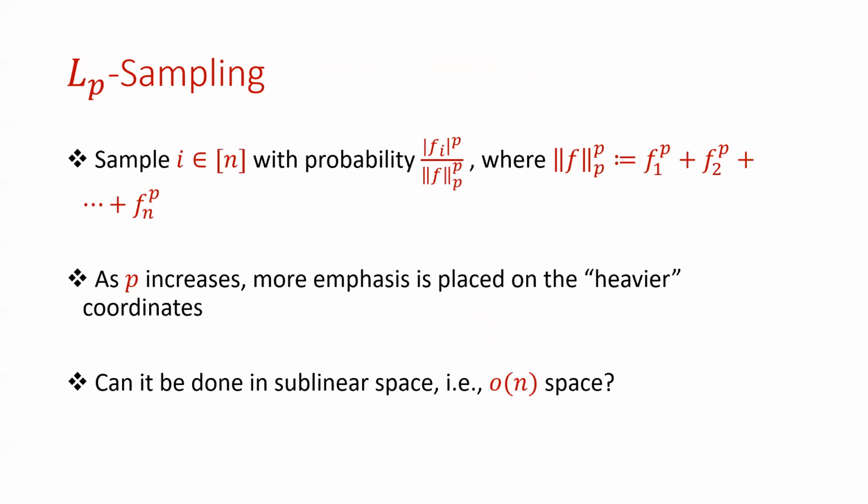More generally, we can ask about Lp sampling, where we want to sample the ith coordinate of the frequency vector with probability proportional to the pth power of the absolute value of the ith coordinate. And as p increases, we can think of more emphasis being placed on the heavier coordinates. So a question that's been considered over the last decade or so is whether this can be done in sublinear space over the streaming model.